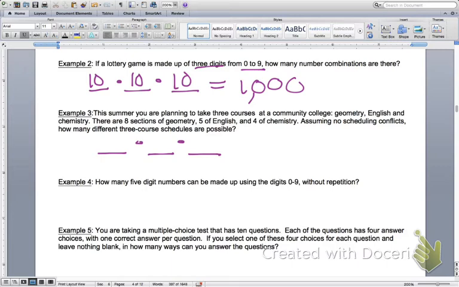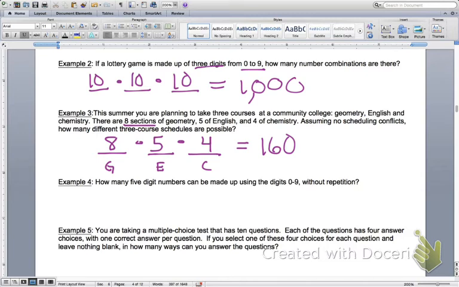So for our geometry class, I'll put a little G down here. We have a total of 8 sections, so we can pick one of 8 classes. English, we have 5 different choices, and for chemistry, we have 4 different courses we can pick from. So we have 8 choices, 5 choices, and 4 choices. We go ahead and multiply. 8 times 5 is 40, and 40 times 4 is 160. So that tells me that there are 160 different ways that I can pick my 3 classes when there are this many options.